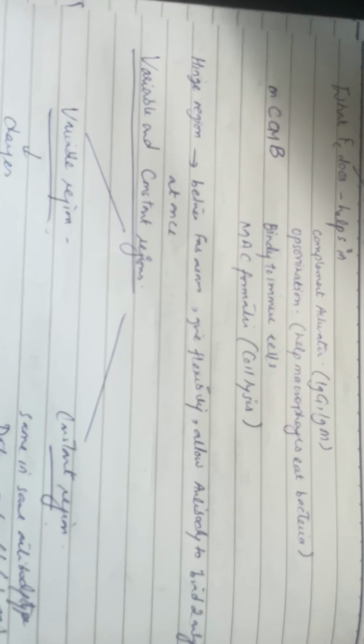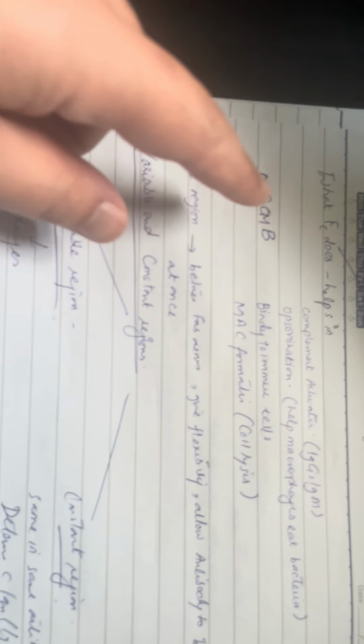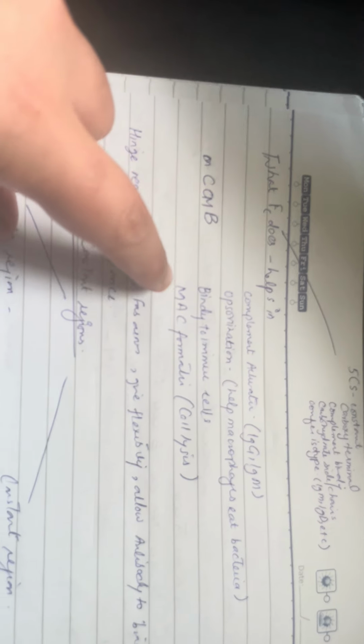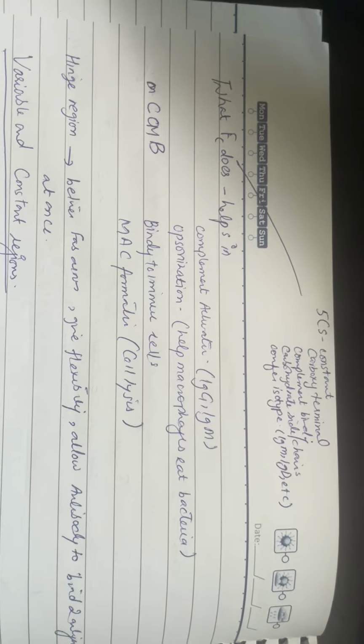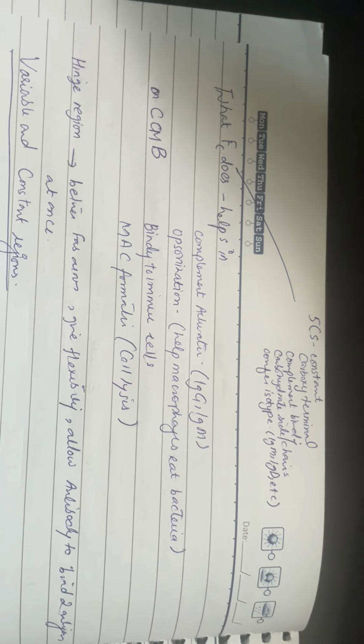Then if we move on, we have the COMB, that is actually the mnemonic for what Fc does. So COMB is the complement activation, the opsonization, binding to immune cells, and the formation of the MAC. These all are the functions of the Fc. So there is the Fc region and then there is the Fab region. The Fab region is the one that binds to the antigen, whereas the Fc region just helps in the activation of the immune system.